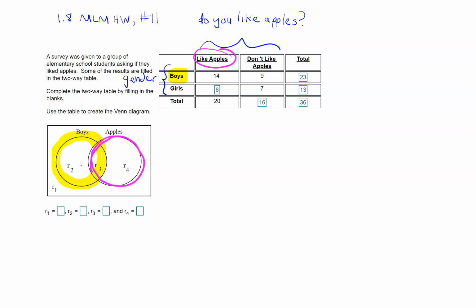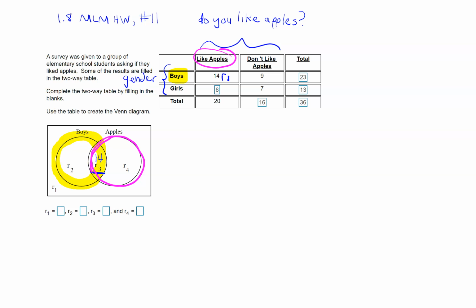Okay, so once you get those numbers filled in your table, we need to translate the numbers into the Venn diagram. So let's go ahead and do that. Let's start here with the region R3 because that's usually the easiest for students because it's the overlap of both circles. Students in R3 are boys who like apples. So I'll locate boys who like apples. The intersection of boys who like apples are these 14 students right here in my table. So I'm going to record 14 there in the intersection.